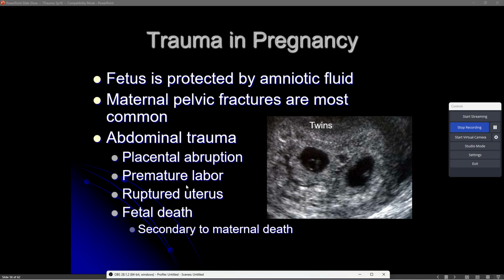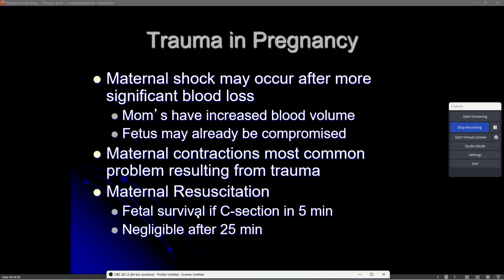But actually, if the placenta abrupts, it's a risk for mom and fetus. Premature labor, risk for mom and fetus. Ruptured uterus, same thing, mom and fetus. And fetal death is very sad. But again, if the mom dies and they aren't in a setting where they can get these babies out very quickly, the babies will also die as well.